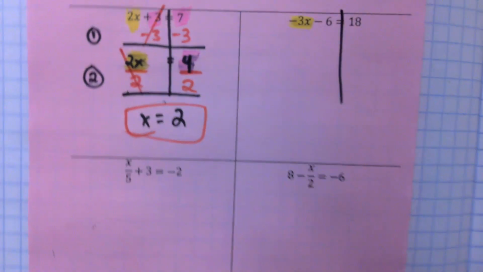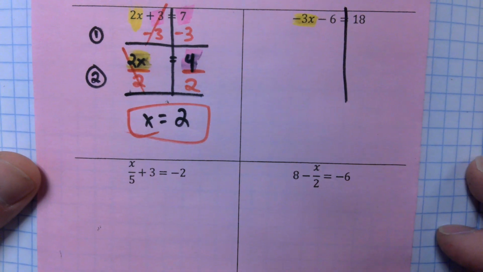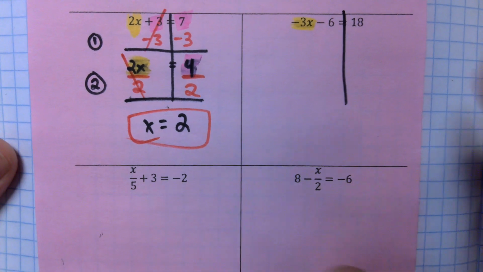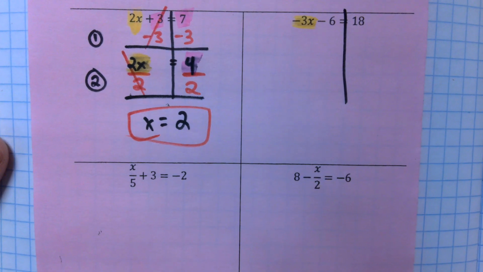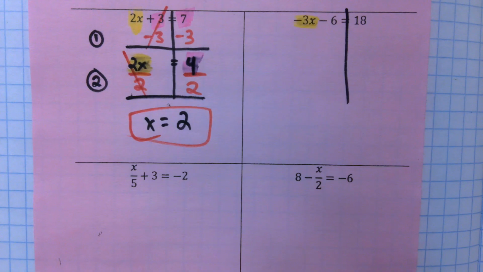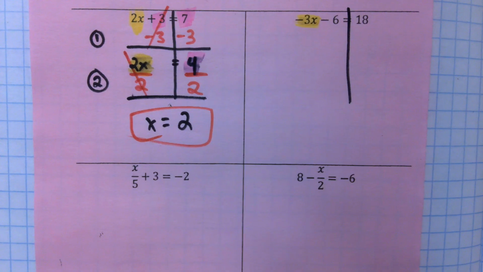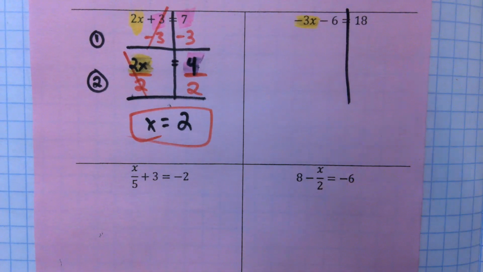What type of term is negative 6? Constant. And what type of term is 18? Constant. So those are going to be pink. All right? What is the very first thing I want to do here? Who can help me out with my first step? Vanessa, what am I going to do? Get the constant to one side.